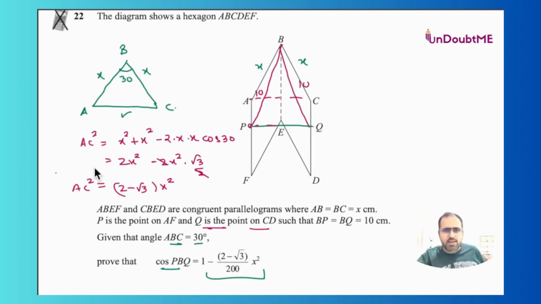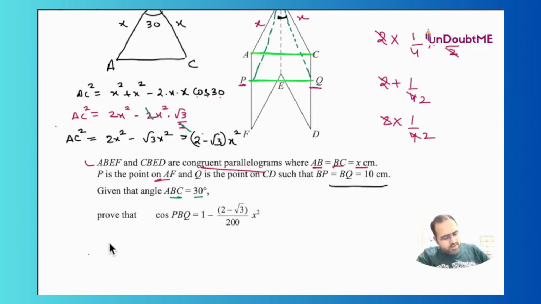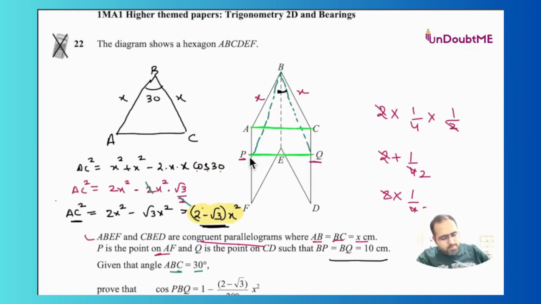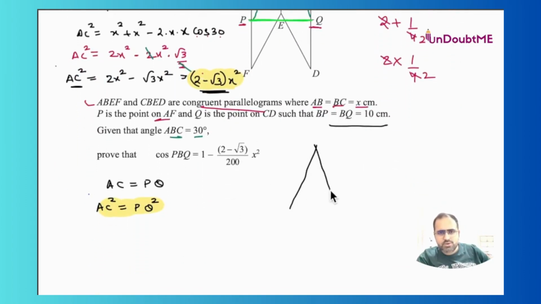Now our next target, we will be discussing triangle PBQ. As per the figure, we can see that AC is equal to PQ. So AC square will also be equal to PQ square. So whatever value of AC square we have got over here, we will use the same value for PQ square in our further calculations. Now we are moving ahead with triangle PBQ. Look at the figure carefully. PBQ is what we are looking at now. So I'll draw the triangle. It is always a good practice to draw small figures, whatever we are dealing with.